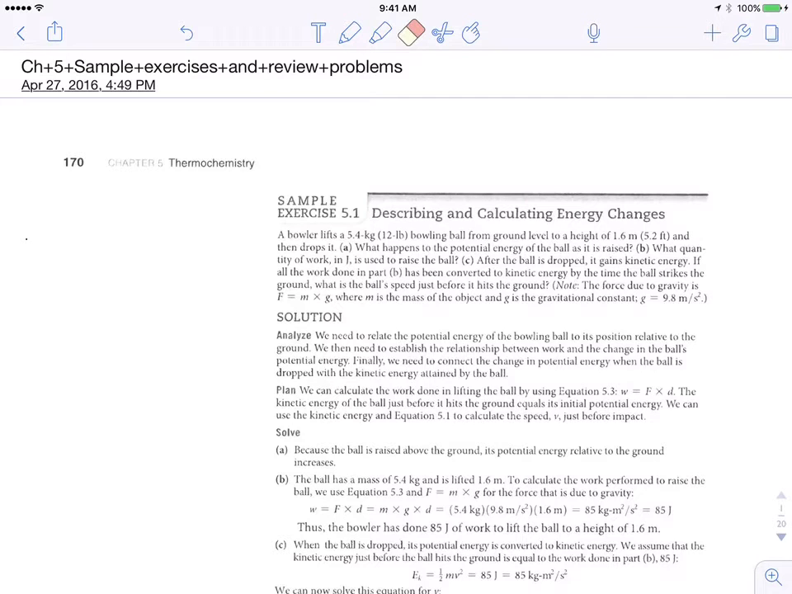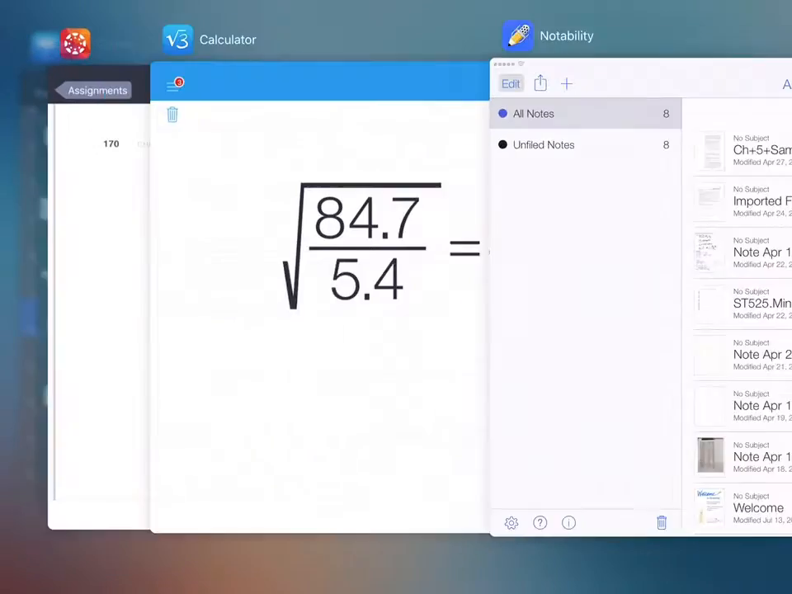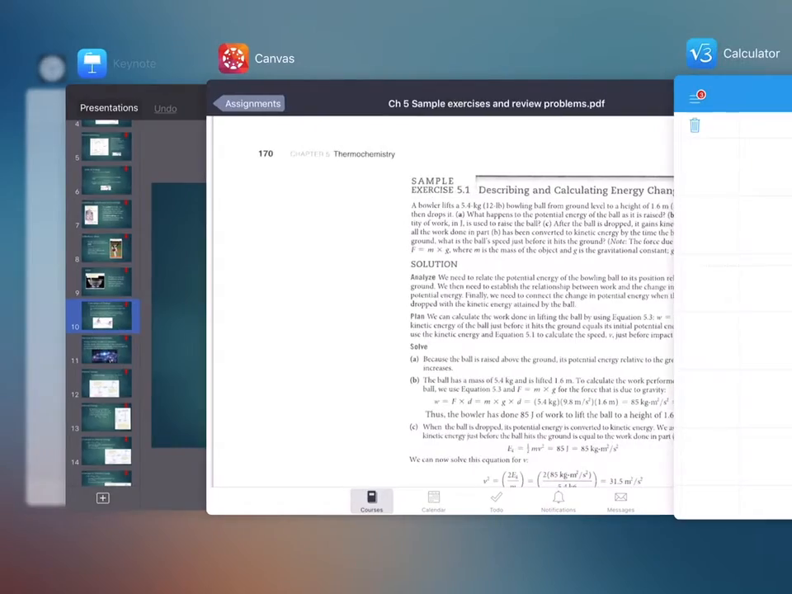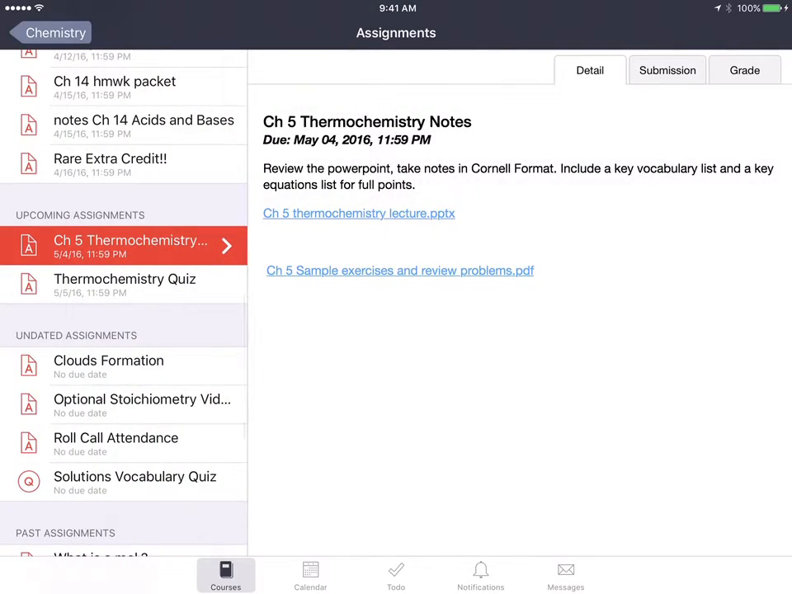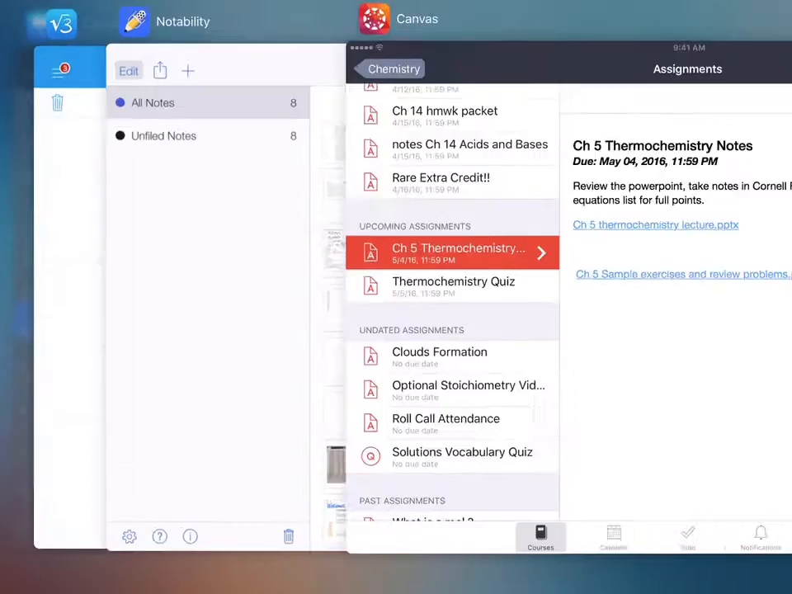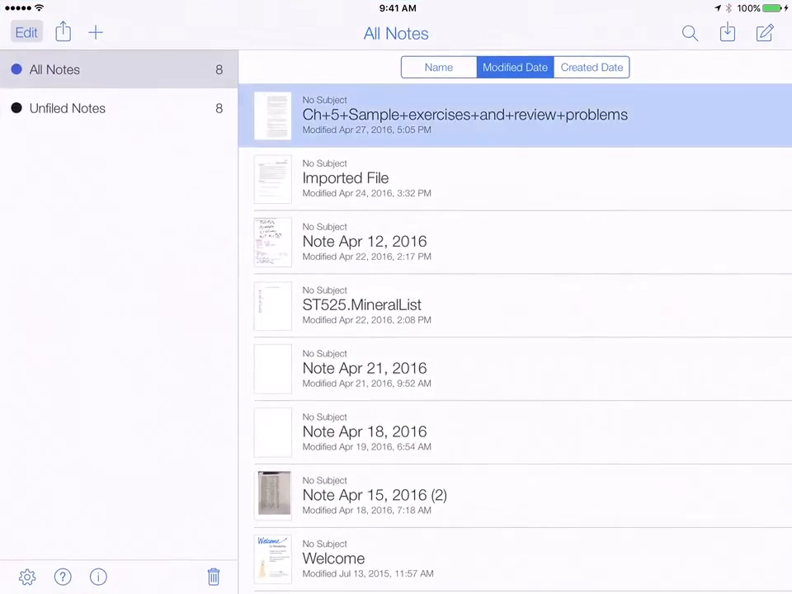Hello class, we're going to go over sample exercise 5.1 from this worksheet. This is from the assignments under thermochemistry notes. I have sample exercise problems and review problems. These will be where I get most of the quiz questions from, as well as the PowerPoint. So you kind of want to go through this on your own.